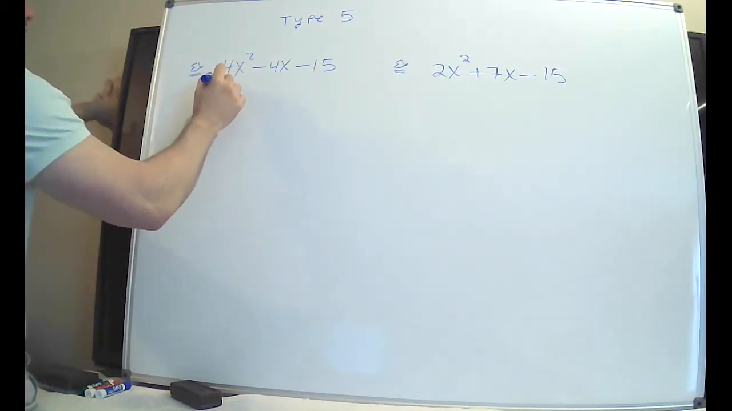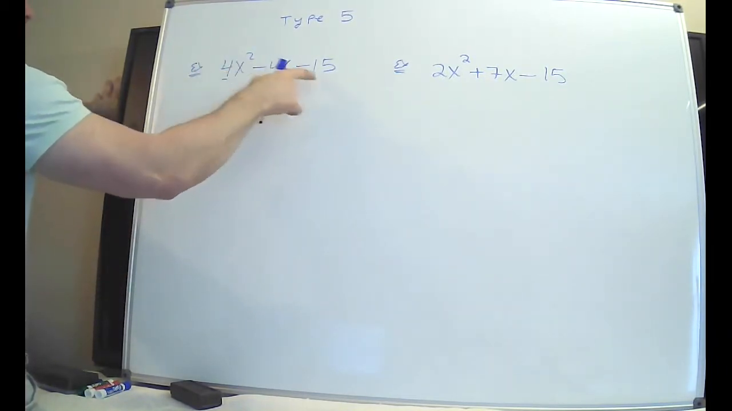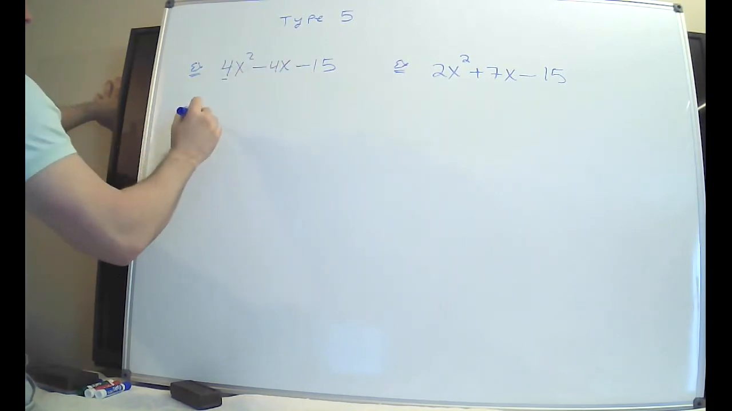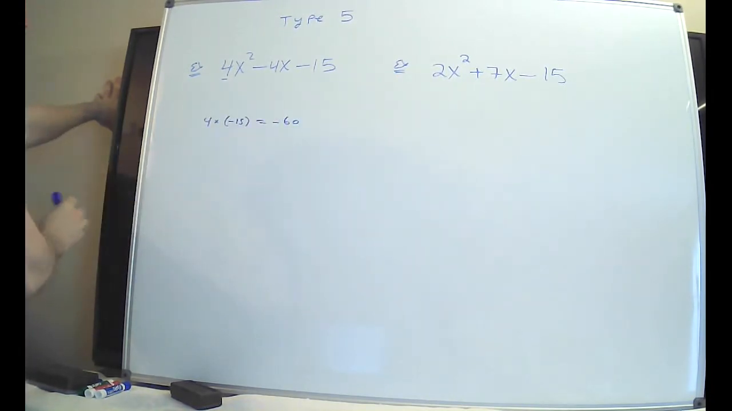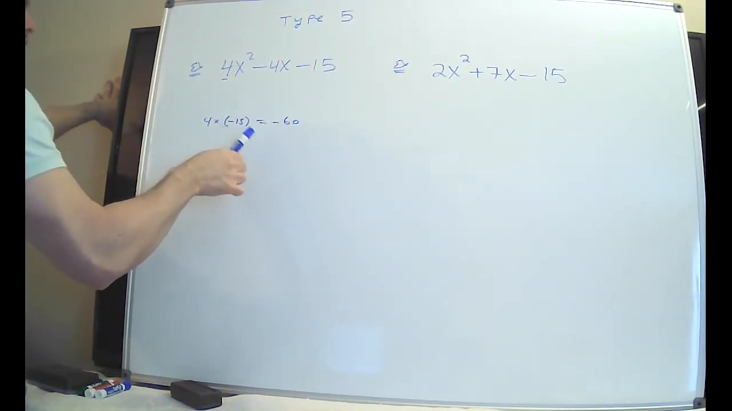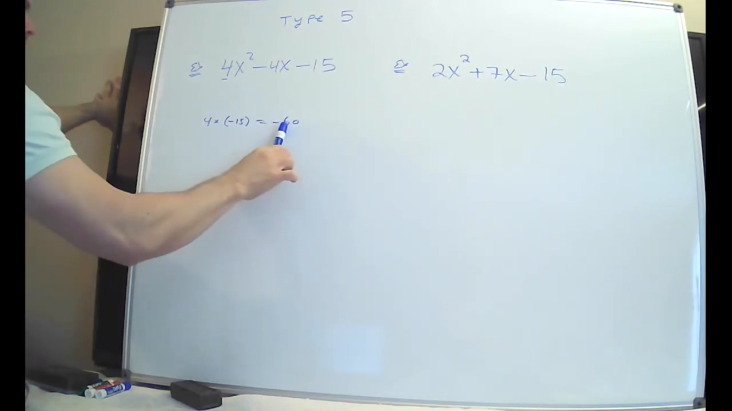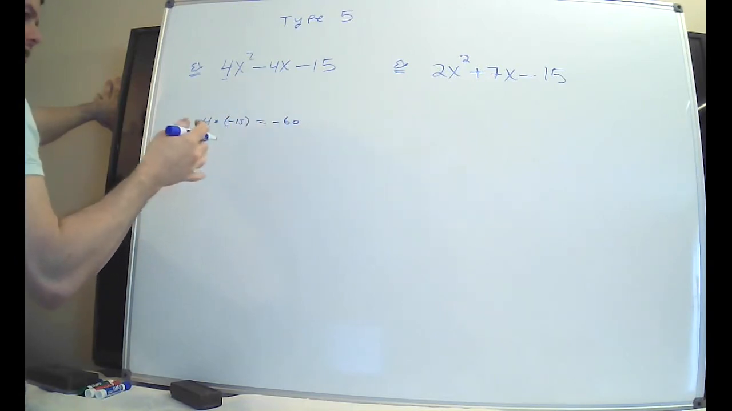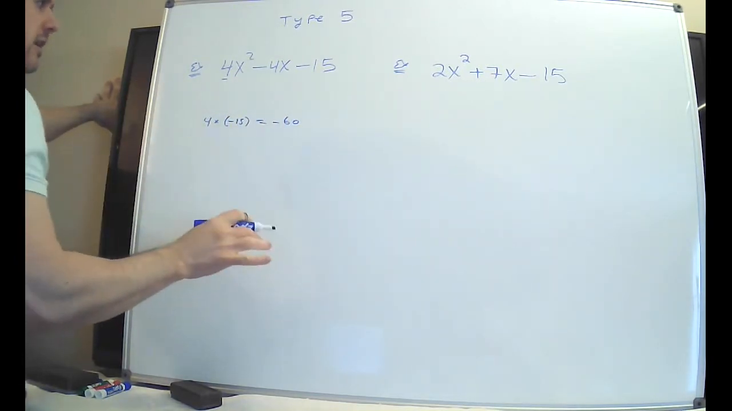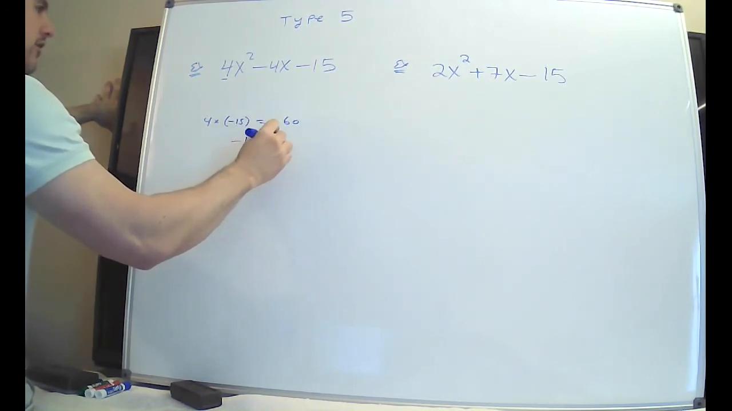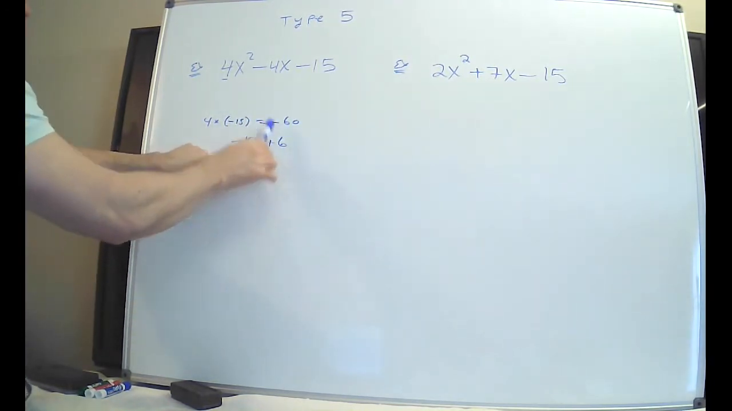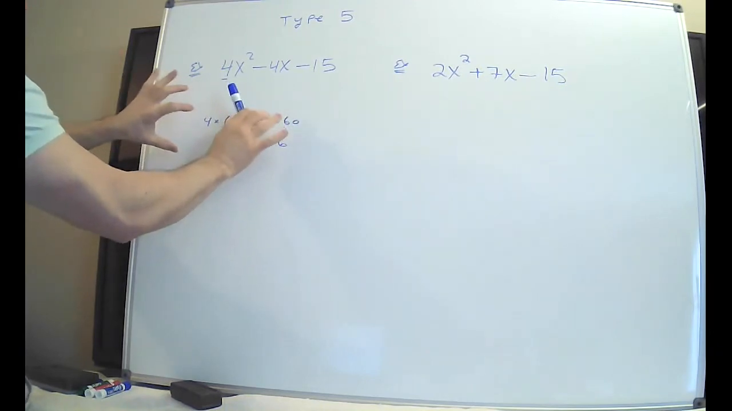So what you do is you take the first number and you multiply it by the last number. So I'm still going to do 4 times negative 15, and I get negative 60. Now I have to figure out 2 numbers whose product is negative 60, that when I subtract them, I get negative 4. This is the same thing we just did. So I need negative 10 and I need positive 6, right? Negative 10 plus 6 is negative 4. So this you do on the side.